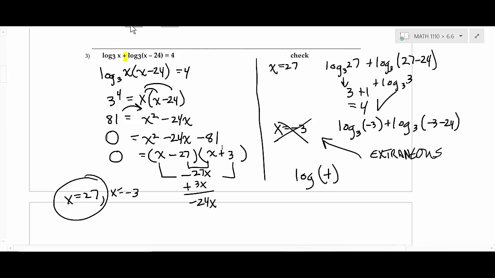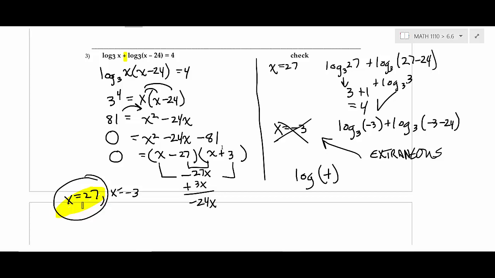So the only answer to this problem is 27. We verified that's right. That happens on this type of problem frequently. There's even times when you get no solution. Maybe it's possible that both of those solutions don't work. Okay, so that's the idea. All right, is everybody okay with what I just did?